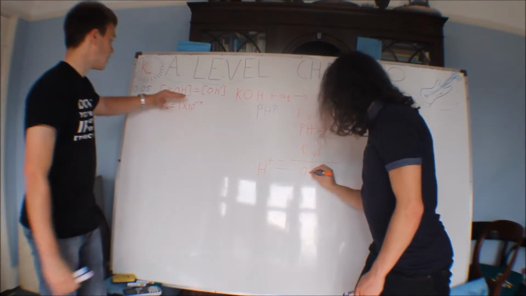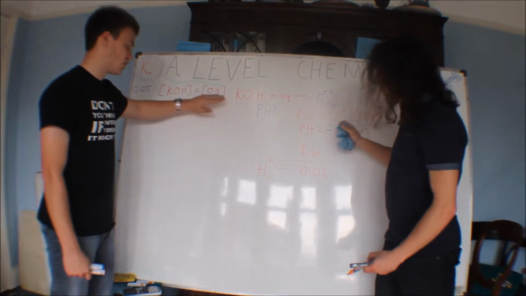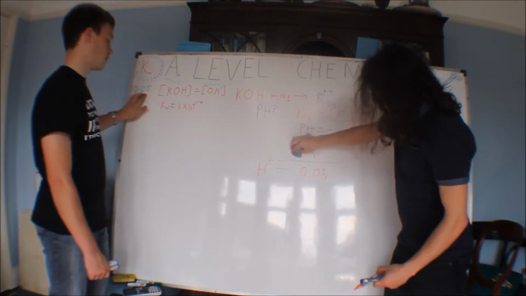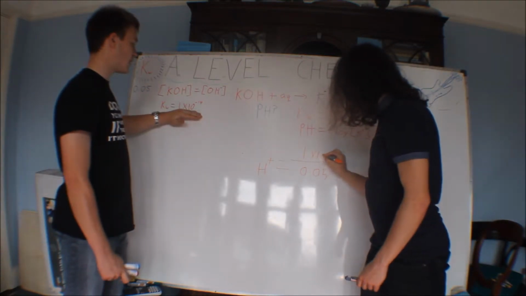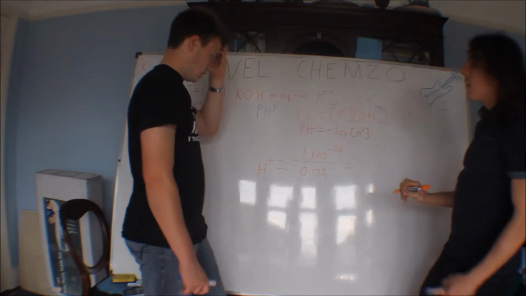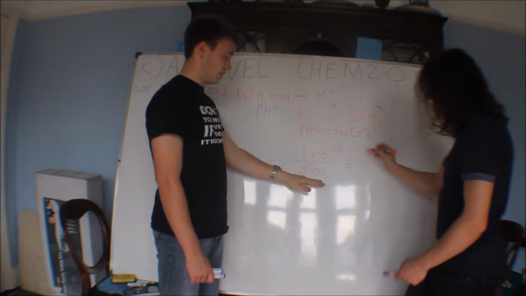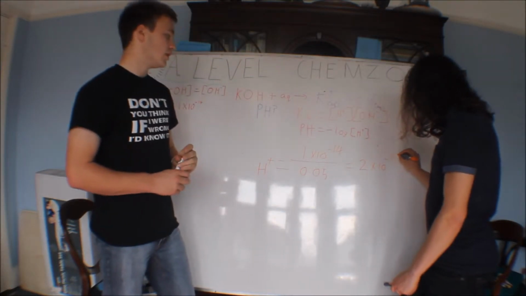Using the assumption that this is equal to this, we can say that the OH minus is the same concentration as the KOH, which was given to us in the question. You also know this value, 1 times 10 to the minus 14. And that will give us a value: 2 times 10 to the minus 13. We can do this one just by thinking about it.